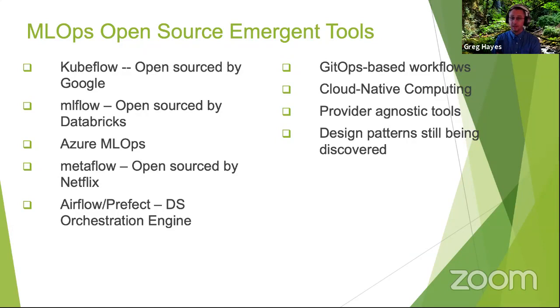We also see Saturn Cloud. That's a new one that's come out in the last 6 months. And all of these tools seek to leverage GitOps-based workflows. They're all based on cloud native computing in some form or fashion. They tend to be provider agnostic in general, and the design patterns are emergent, but they're still being discovered. But all of these tools are focused on solving these challenges. How do you move things from concept and prototype to production more quickly?